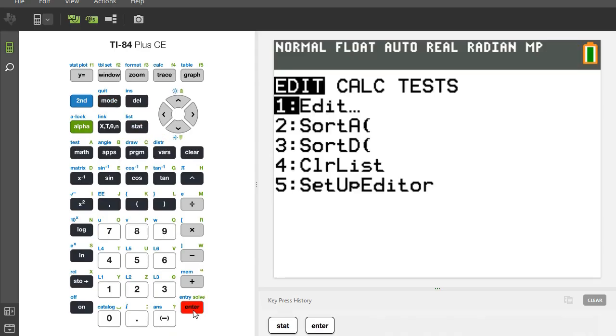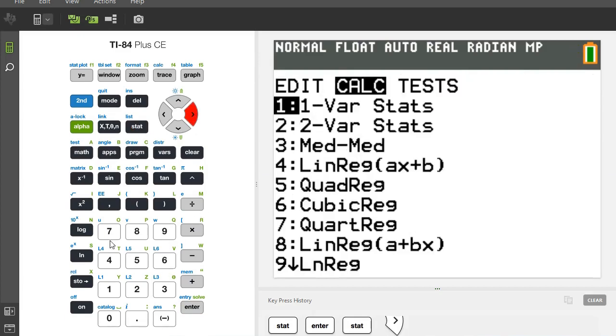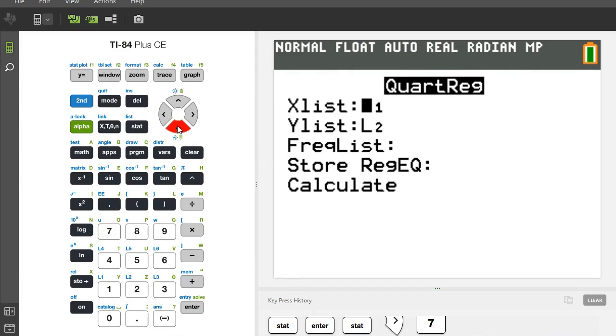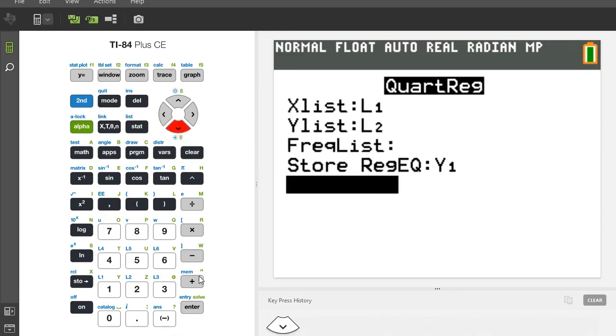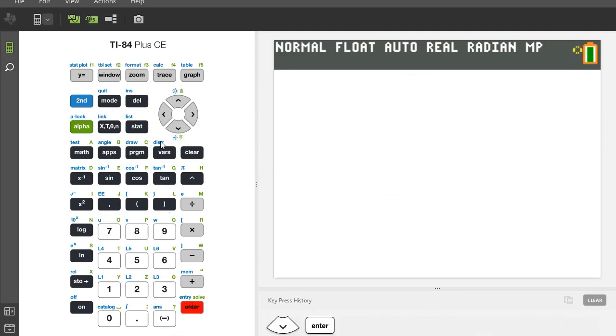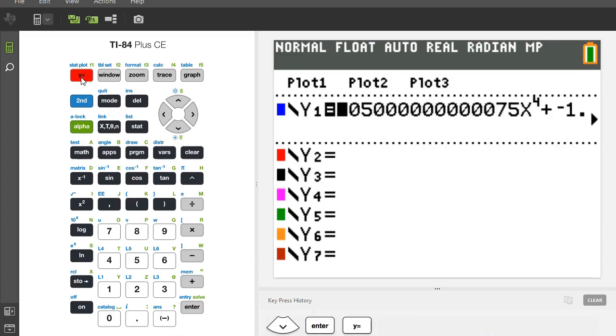I've now typed in problem 2, and so we'll talk about what happens here. I have 5 points, and it tells me I want a quartic, so that's going to give me a perfect quartic equation that actually matches all of those points. I'm going to once again store this regression equation in y1, and I'm going to calculate it. So this is kind of what that function looks like, and it is stored here. So it's 1/20th x to the fourth minus x cubed plus 5x squared minus 2x plus 10.